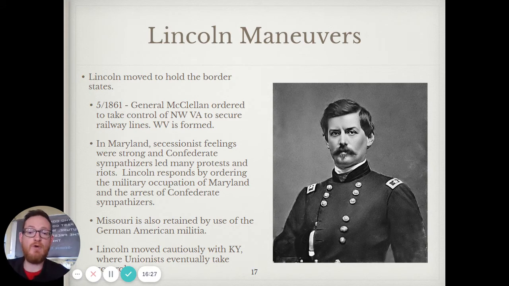So Lincoln maneuvers to hold the border states. In May of 1861, General McClellan was ordered to take control of Northwest Virginia to secure railway lines, and you're going to see that is when West Virginia is formed. In Maryland, like I already said, you're going to see very strong Confederate feelings there, which led to many protests and riots. Lincoln would actually respond by ordering the military occupation of Maryland and the arrest of Confederate sympathizers.